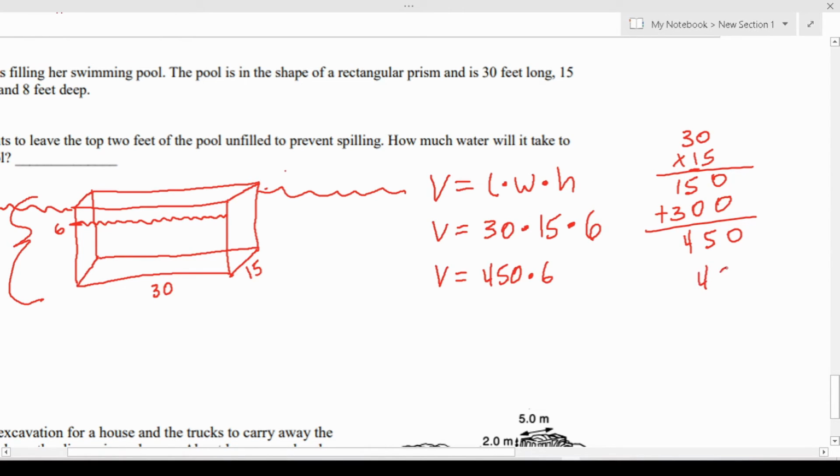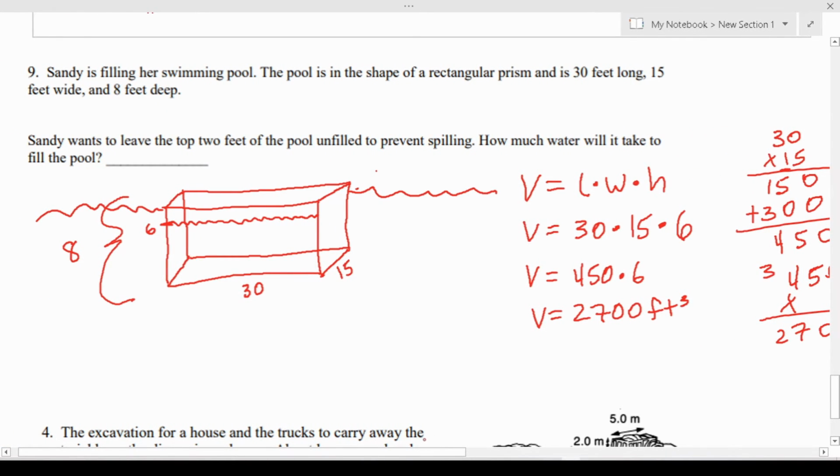Let's work that off to the side. 0 times 6 is 0. 5 times 6 is 30. Carry your 3. 4 times 6 is 24. 25, 26, 27. So to answer the question, to fill up this pool to 6 feet deep, Sandy would have to add 2,700 cubic feet of water. Okay?